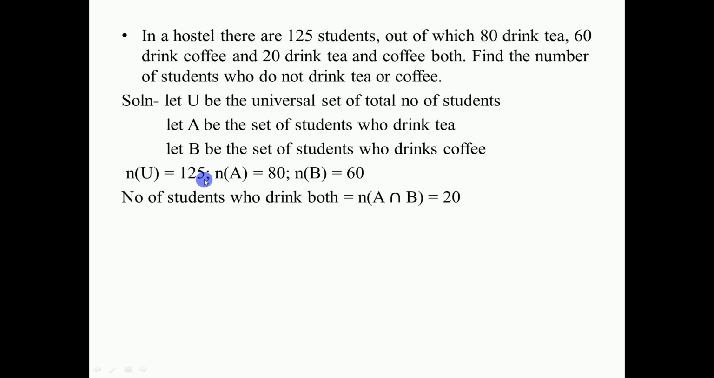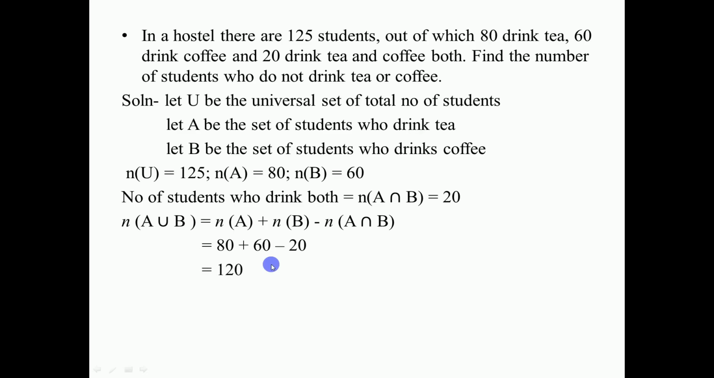Now, the number of students who drink both tea and coffee will lie in set A as well as in set B, so I have taken A intersection B. So n(A intersection B) will be equal to 20. There are 20 students who drink both tea as well as coffee. Now we will take this formula because this is the only relation we have for the intersection as well as the union. We will substitute and we will get the value as 120. So we get n(A union B) as 120.